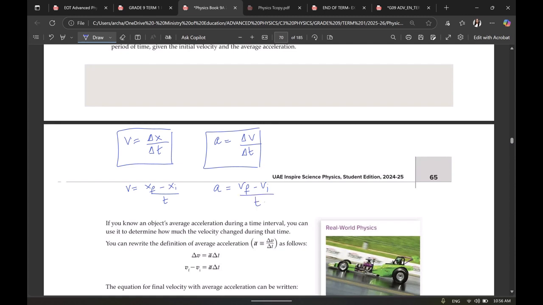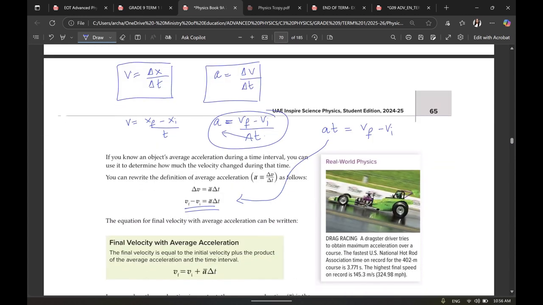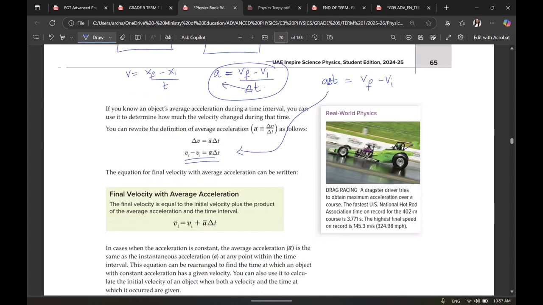So if I rearrange this equation, take the t to the other side. Here it is division, so if you take it to the opposite side of the equal sign, it becomes multiplication. A multiplied by t is equal to vf minus vi. Oh, I forgot delta t. Yes, delta t also you have to write: a multiplied by delta t, where delta represents change.